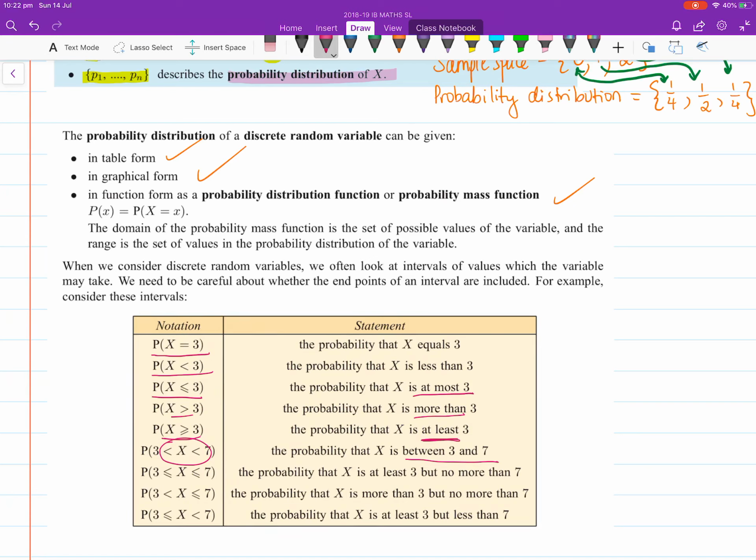Okay. Some you get like this. It is at least 3, but no more than 7. So it's got to equal 3, but no more than 7. So it can be 7, but not more than 7, right?